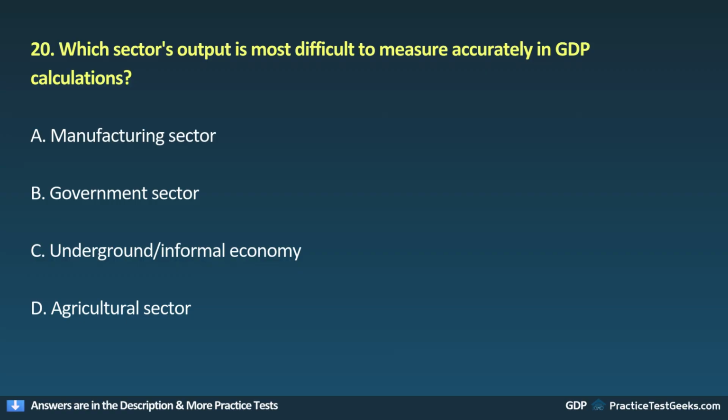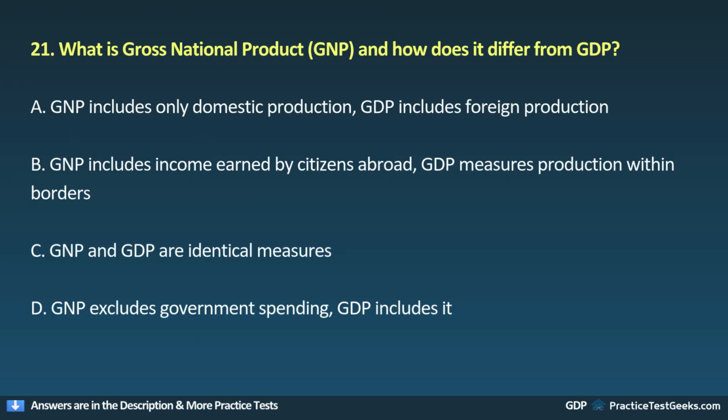A. Manufacturing sector. B. Government sector. C. Underground informal economy. D. Agricultural sector.